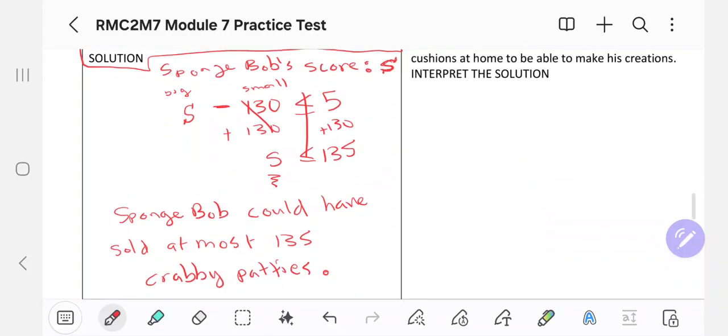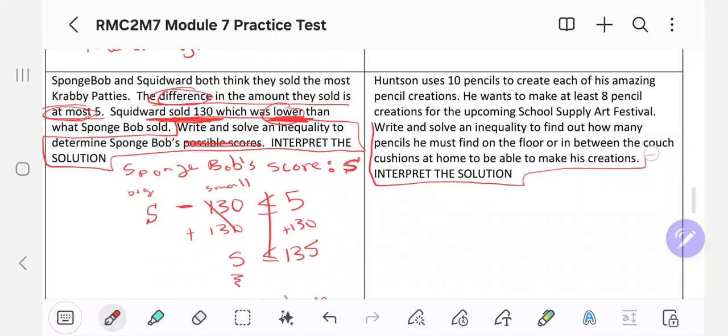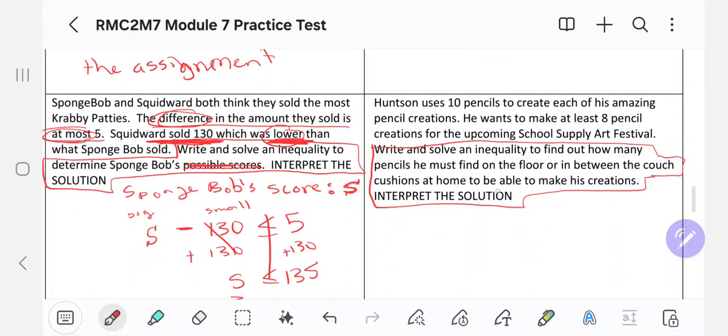All right, and on to the final problem. You should have already read it, so I'm going to skip down here, and it says write an inequality to find out how many pencils he must find on the floor or in between the couch cushions at home to be able to make his creations. Okay, so already I'm thinking this is one where it's asking us for a total, the big amount, and we're going to split it into equal groups. Let me just read the rest to make sure that's what we're looking for.